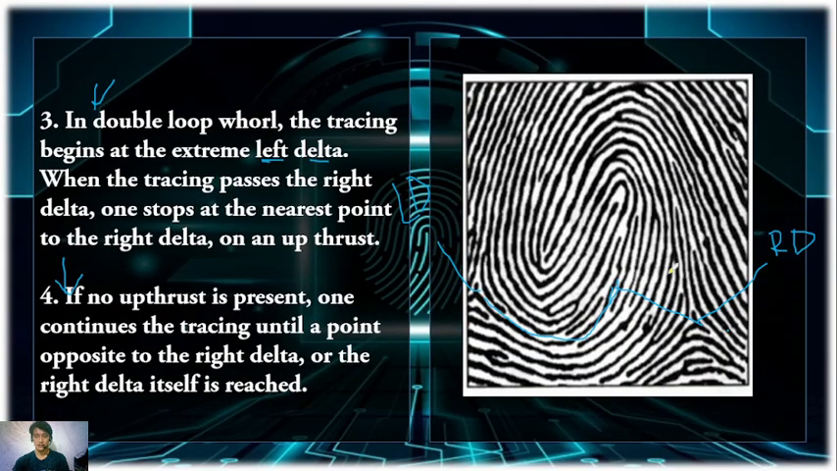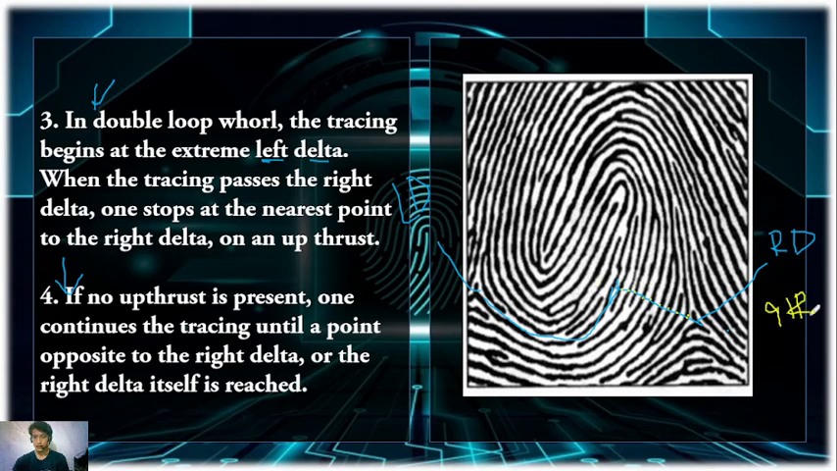So gamitin natin na example naman ito. Tignan muna natin, nasa harapan ba siya? Yung point wherein we stop our tracing, or the point that is nearest to the right delta, is it in front or is it below? As you can see, it is in front. So possible this could be an inner whorl or meeting whorl. So let's try to count. Bilangin natin yung intervening ridges, 1, 2, 3, 4, 5, 6, 7, 8, siyam. 9 intervening ridges yung nabilang natin.